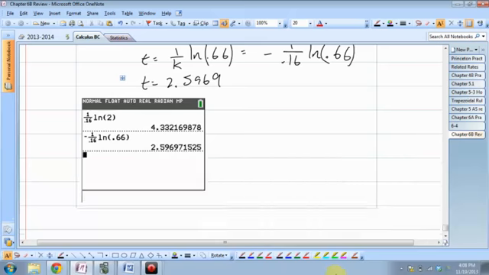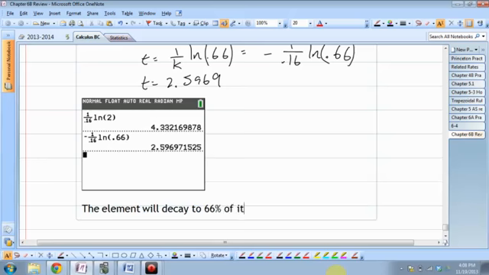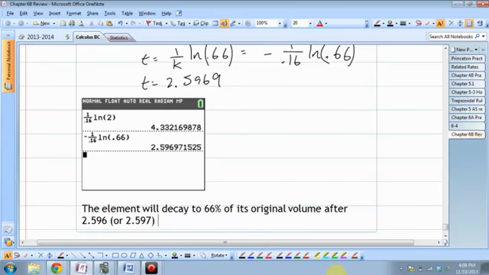Okay. So the element will decay to 66% of its original volume after 2.596 or 2.597 years. Cool. Questions?